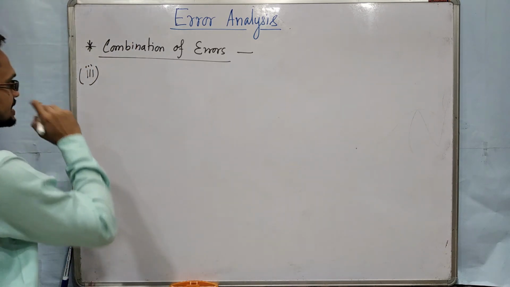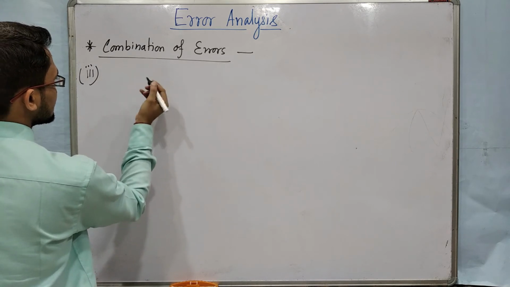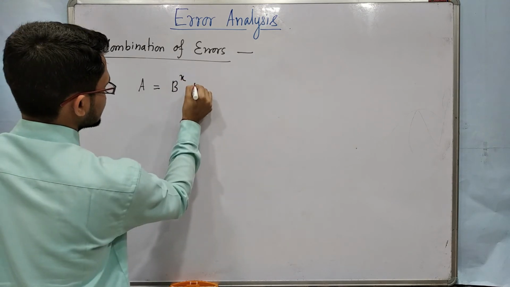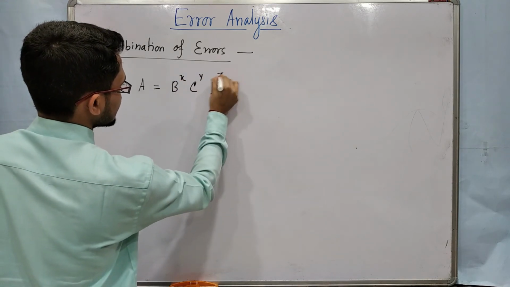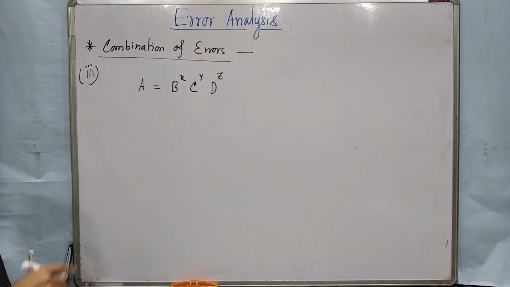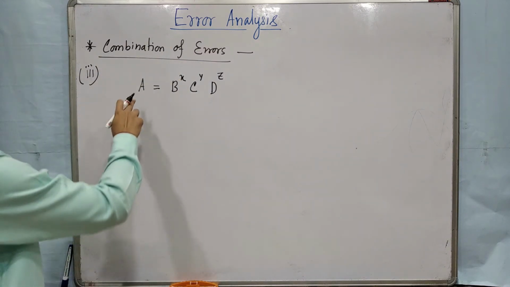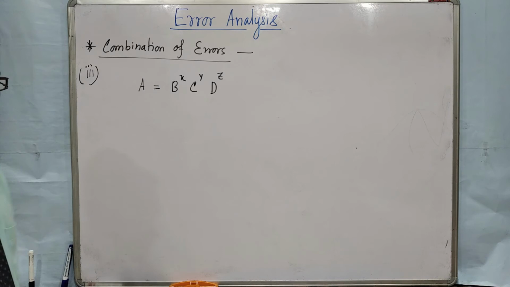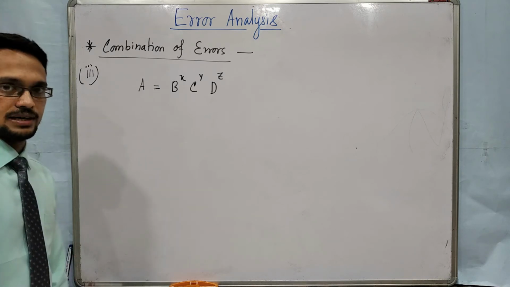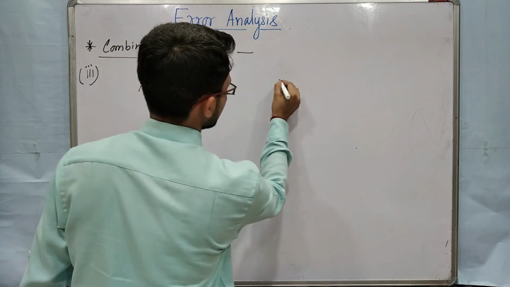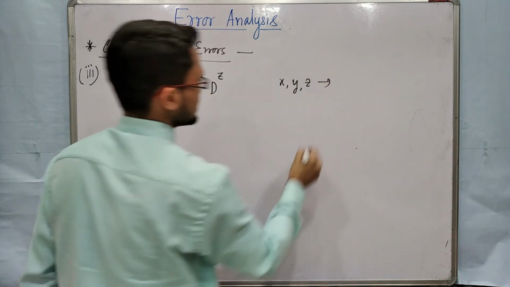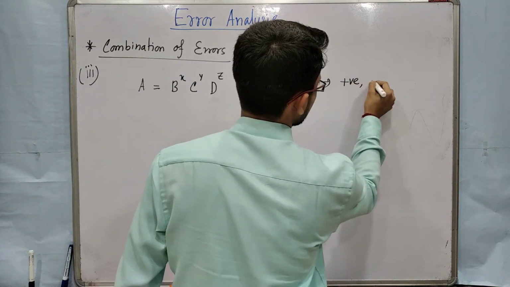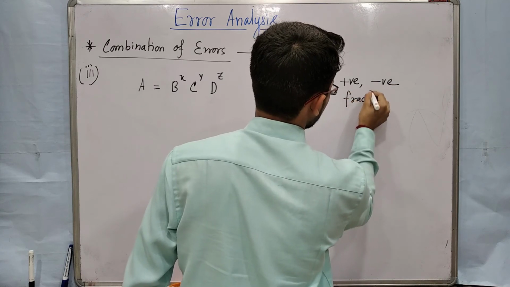Suppose the relation is like this: A equal to B to the power X, C to the power Y, and D to the power Z. Suppose there are three measured quantities, B, C, D, and they are related with this derived quantity in this mathematical expression. Then how will you calculate? First I will tell you that X, Y, Z may be any numbers: positive, negative, fraction, whatever.